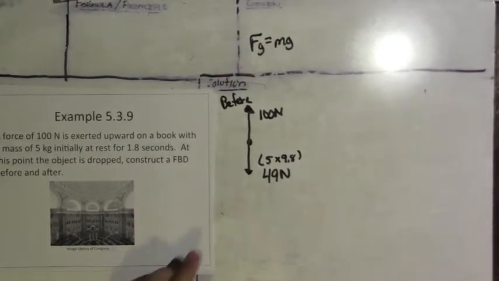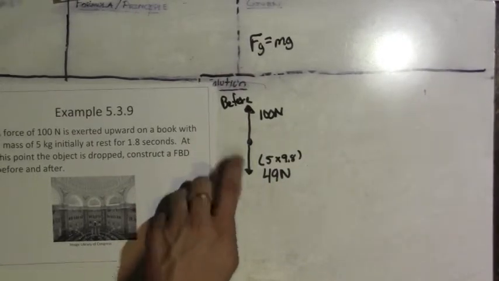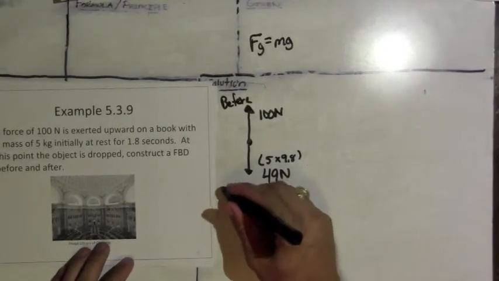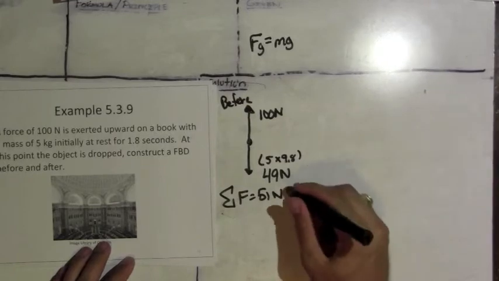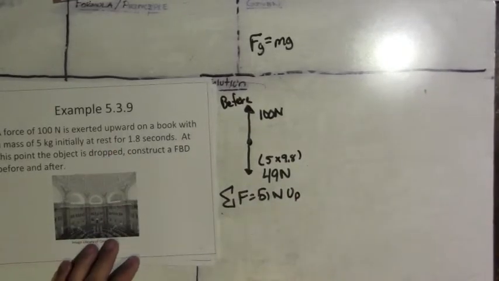So this is our before diagram. We have 100 newtons up, 49 newtons down. If we wanted to, we can say the sum of the forces is 51 newtons up. It doesn't ask us to do that, but we could.